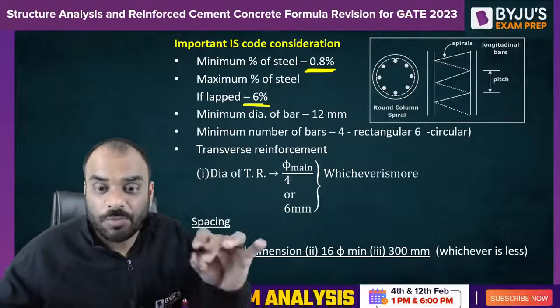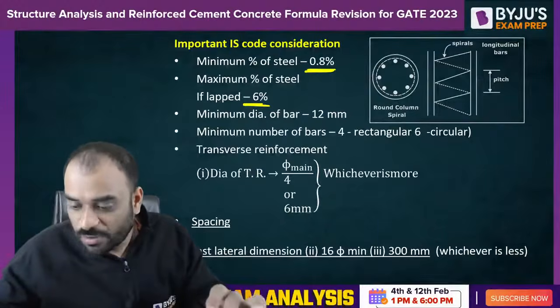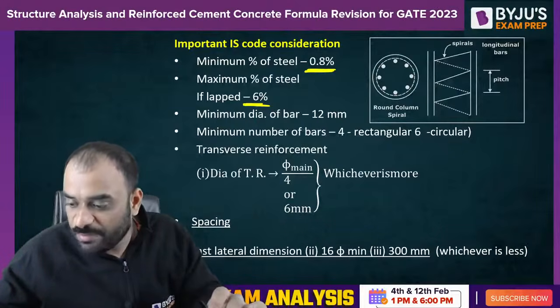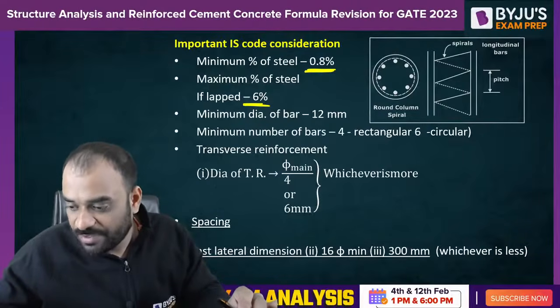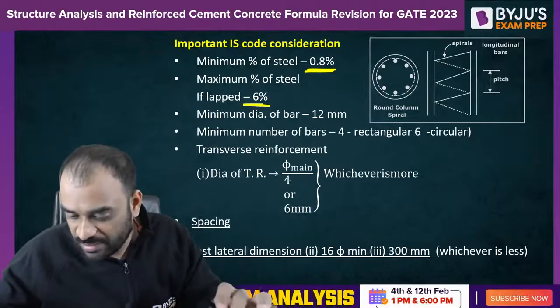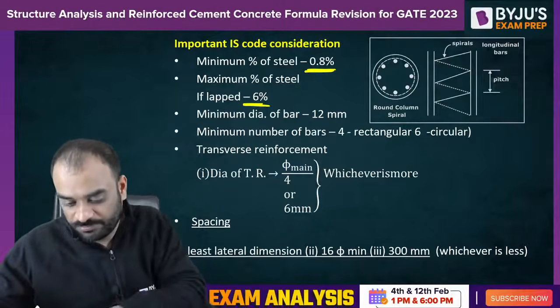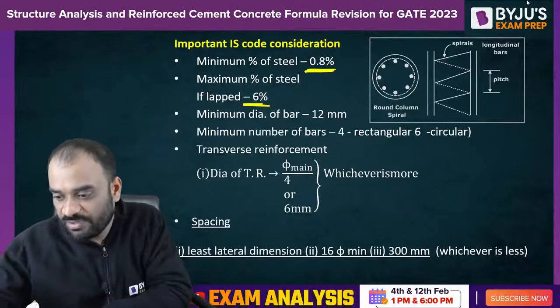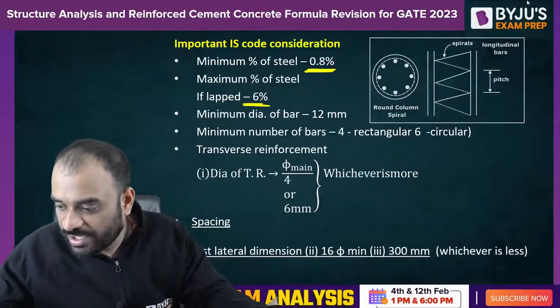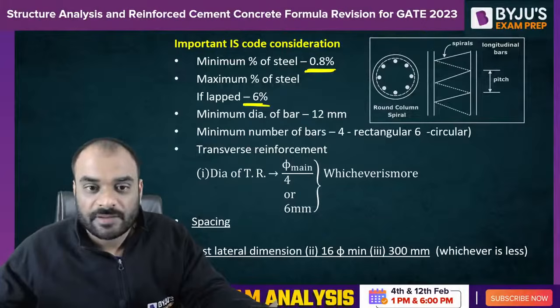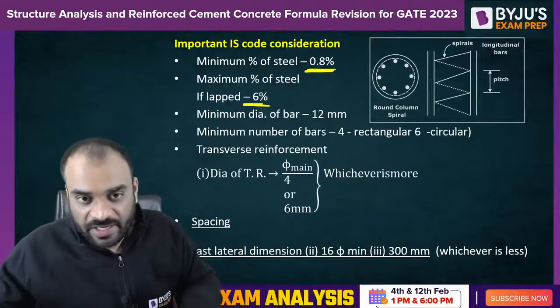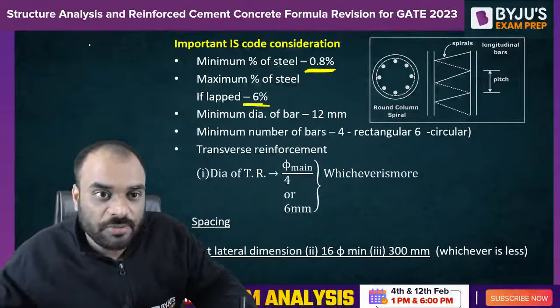If it is not lapped, how much is it? What will be our permissible value? Tell me, guys. If it is not lapped, then what should be our permissible value? Any one of you who can tell me? Quickly write down. 4%. Very nice. 4%.